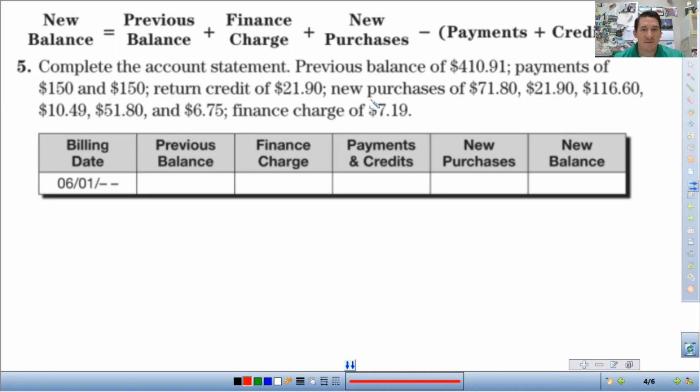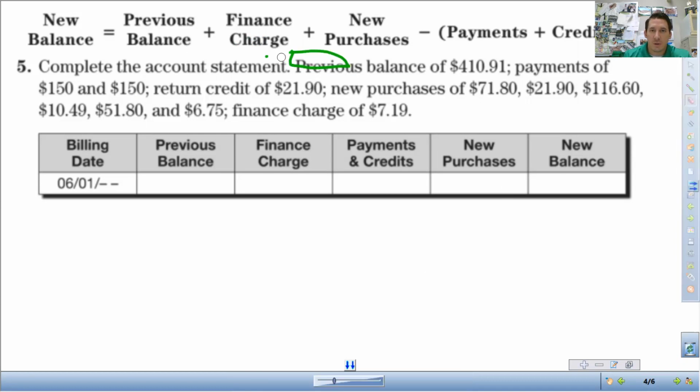We don't have to calculate the finance charge today. It gives it to us, but the finance charge is interest on any purchase that you make. All right. Then you add in new purchases and then you subtract payments and credits. So payments and credits are things that you are paying, you are giving to the credit card company, so it reduces your balance on the account. So starting off, let me go green. We're going to complete this statement real simple.